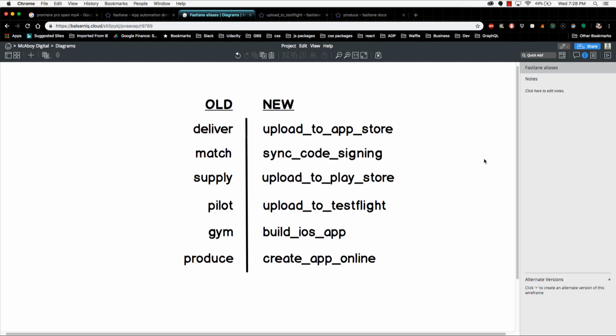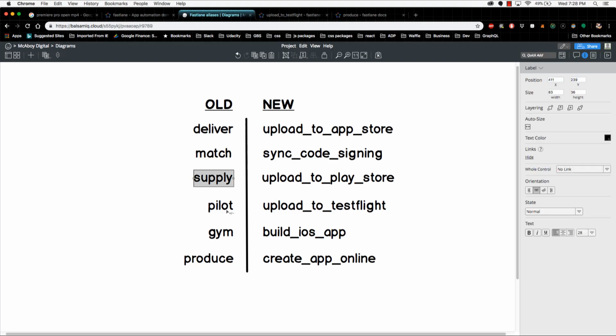Before we really dive into Fastlane, there is one important topic that I do want to cover, and that is around the Fastlane terminology that they use for their commands. Previously, in older versions of Fastlane, they would use commands such as deliver, match, supply, pilot, gem, and produce in order to signify some sort of operation that you could do with Fastlane.